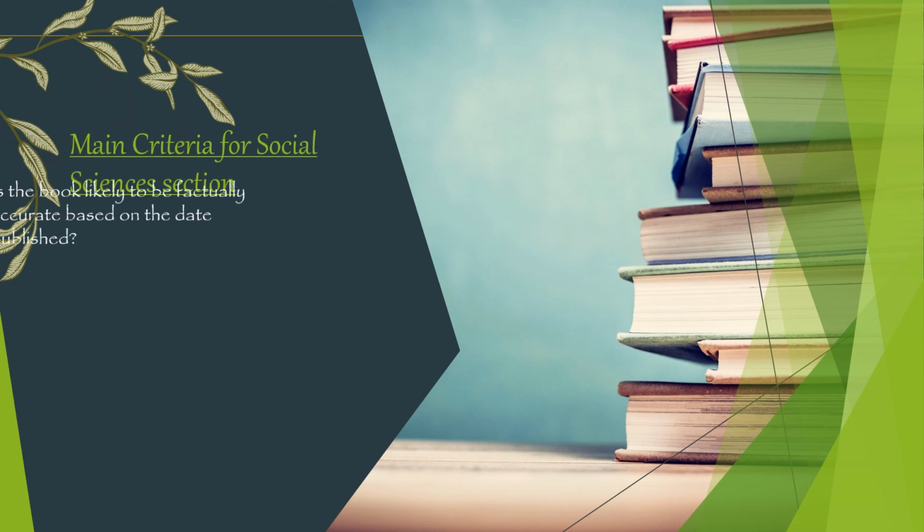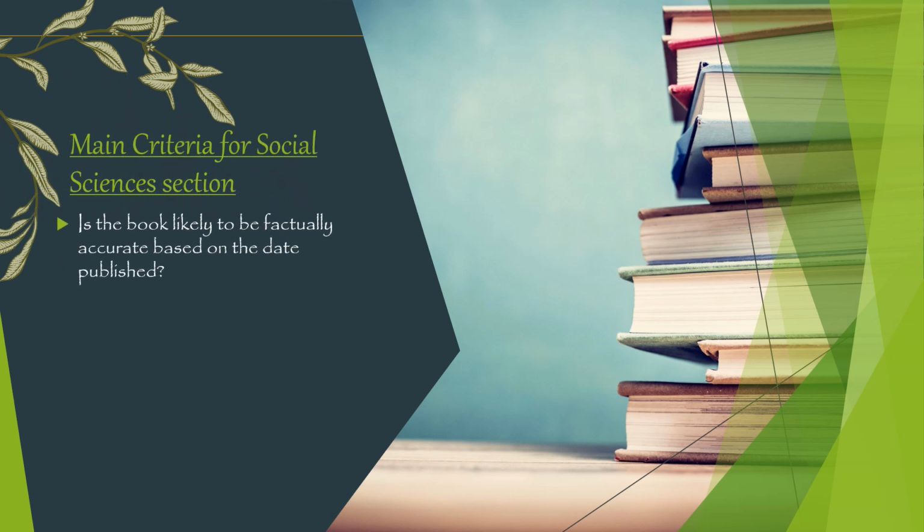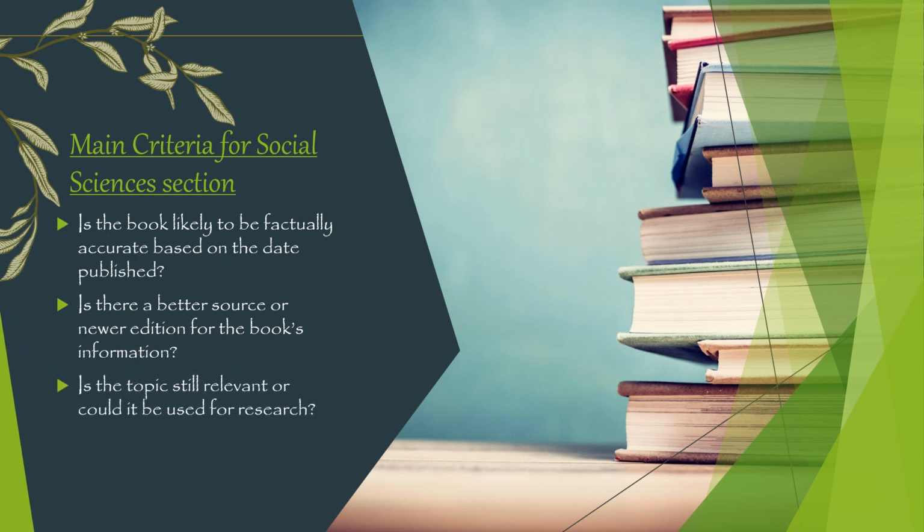The main criteria for weeding the social sciences section is to consider whether the book is likely factual based on the date published. Is there a better source or newer edition for the book's information? Is this topic still relevant or could it be used for research? And is it likely that the book has been recently used?